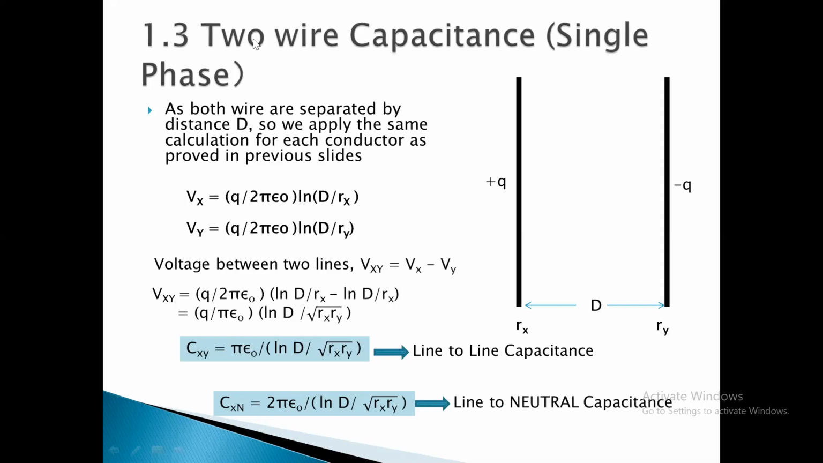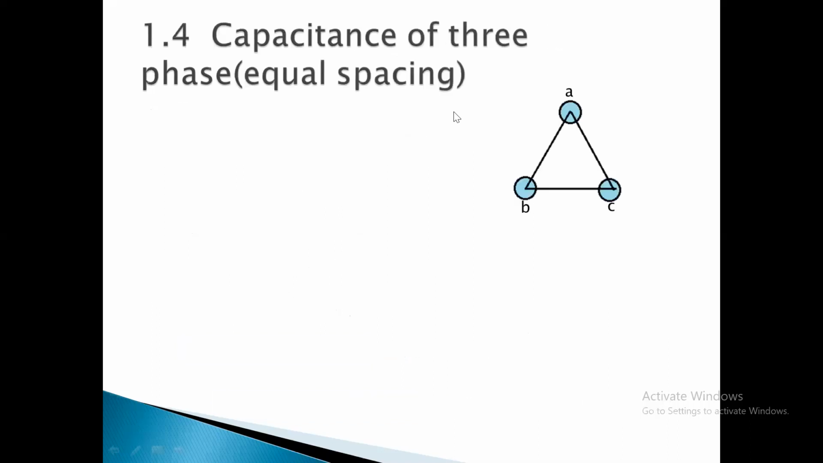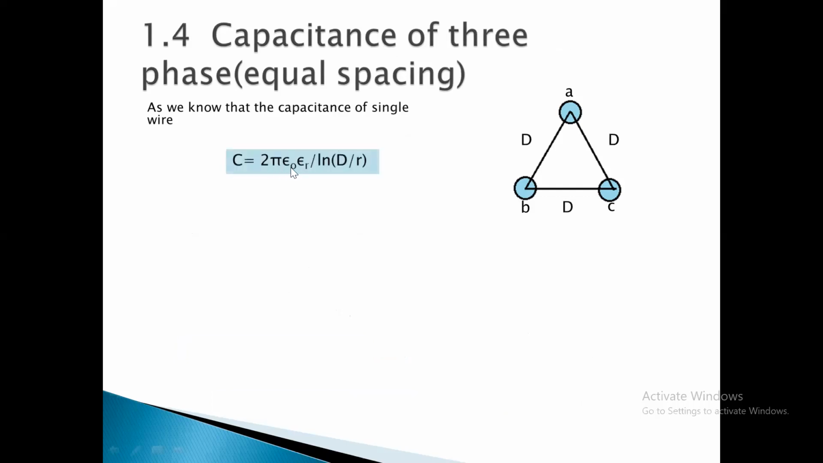Yes. Okay. So we move forward and go towards the three phase equal spacing. Okay, the same thing we have discussed before, what if the conductors of the same radius are placed at equal spacing. As we know, the capacitance of a single wire will be C equal to 2 pi epsilon naught epsilon r divided by natural log of d divided by r. We have calculated this in the first slide.